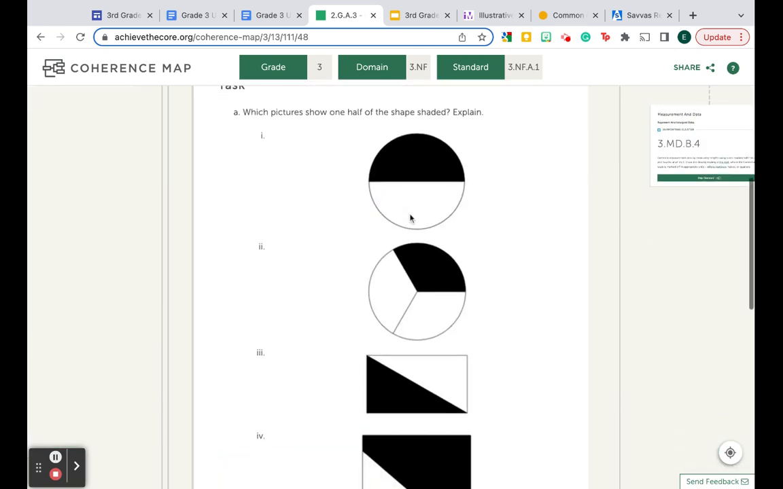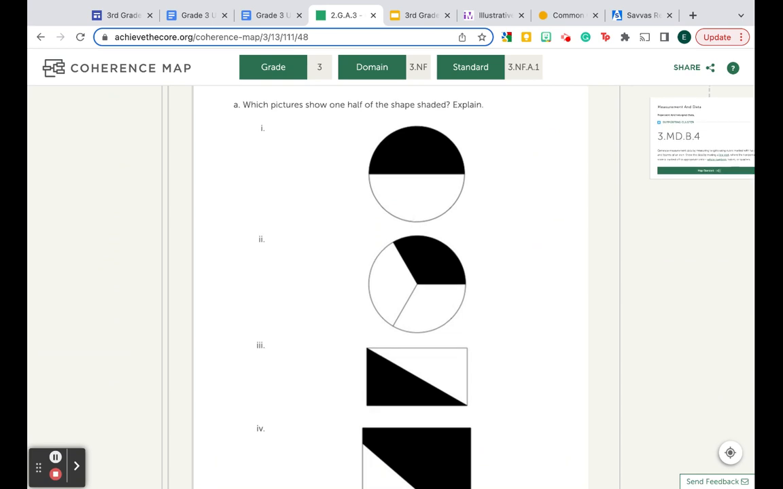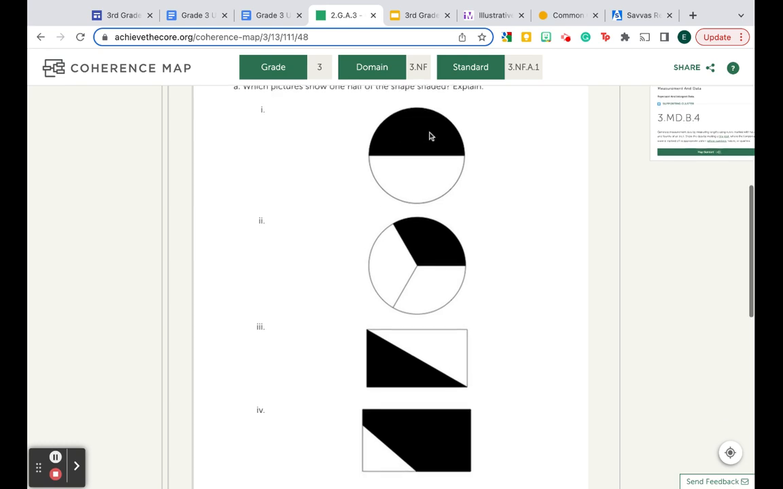So down here, for example, you can see the type of problem that students may have been able to answer in second grade: which pictures show 1/2 of the shape shaded. Notice it's written as one half, not 1/2. They're really just focusing on that concept, not the actual work of writing a fraction. I see a half here, I see a half here.